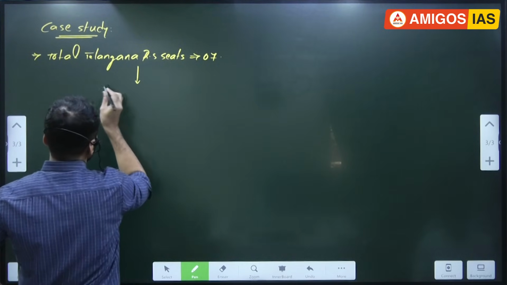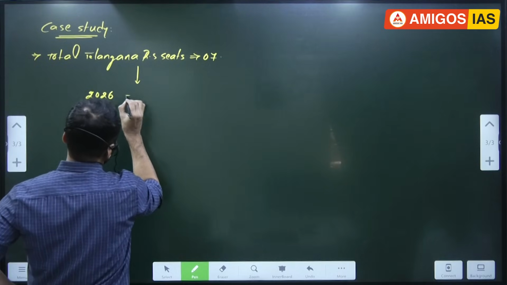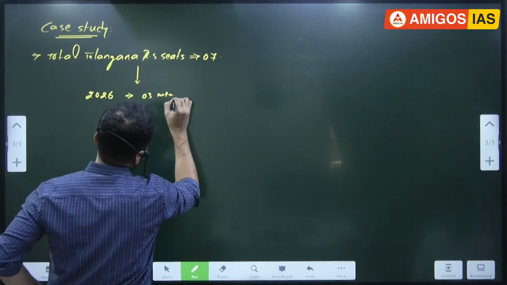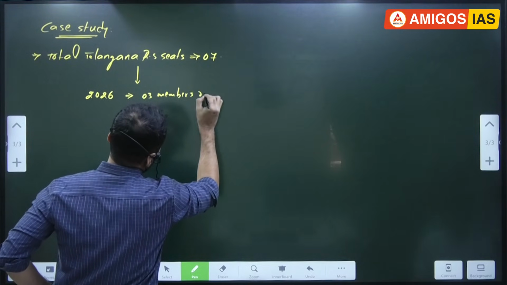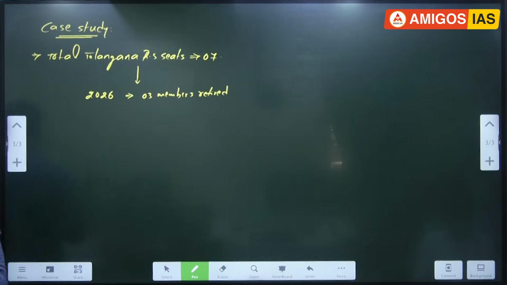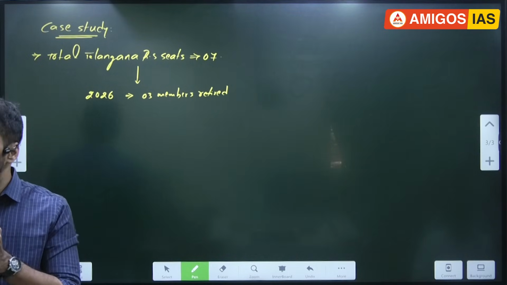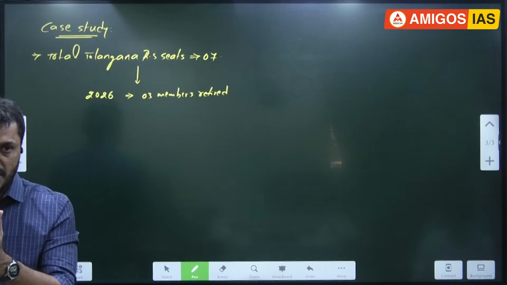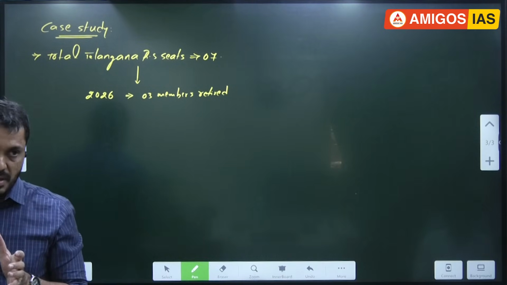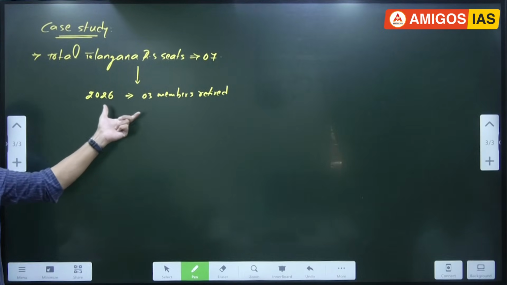Listen, this is only a case study example. In 2026, okay, 3 members retired. 3 members retired. Remember this well. All the Rajya Sabha members will not retire at the same time because they will not be elected at the same time. Different members will be elected at different times. So whenever they are elected, they will serve for 6 years. Okay. For example, now 3 members retired in 2026.